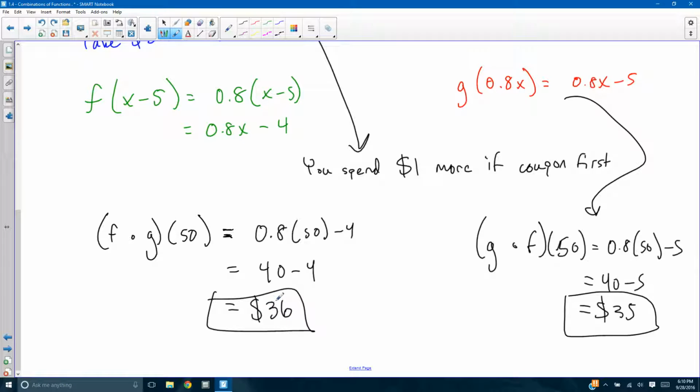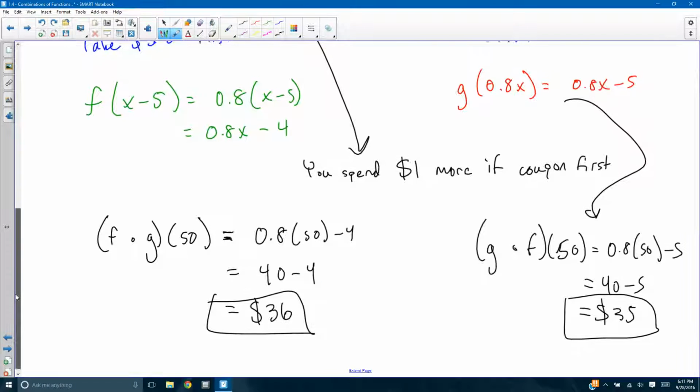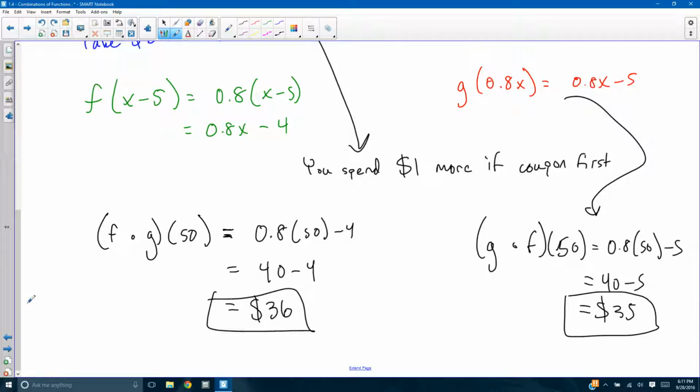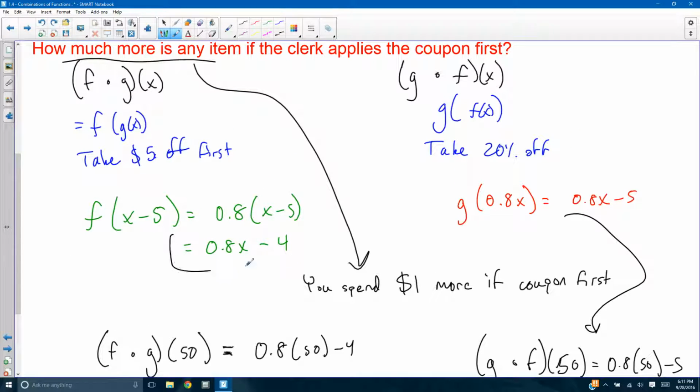So you'd be spending $1 more, which you're like, oh, that's not much. You're right, probably isn't that much. Depends on the item. If the item was $100, the difference in dollars isn't going to be that much. Whereas if it's $10, a dollar still feels like a heck of a lot more. So that's resolving that problem and using an example with it. But these were the key parts right here, the compositions of functions, where you could answer the question.